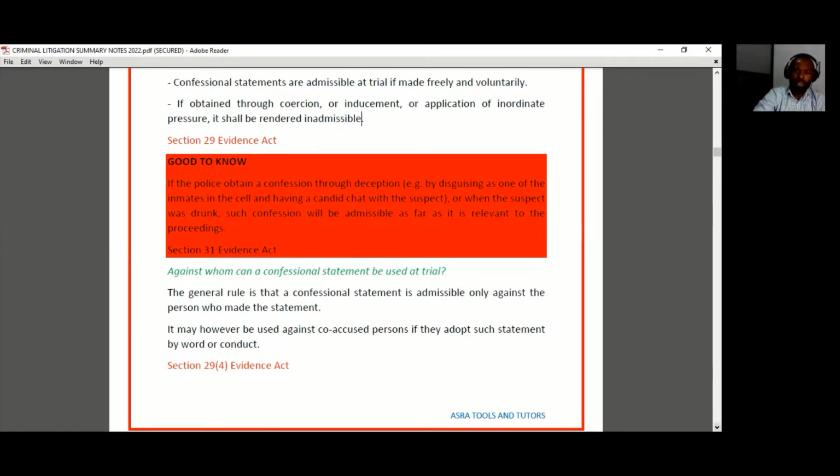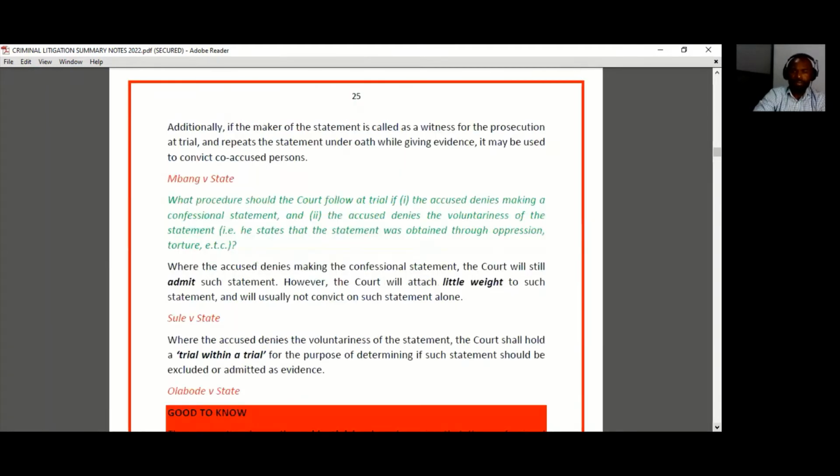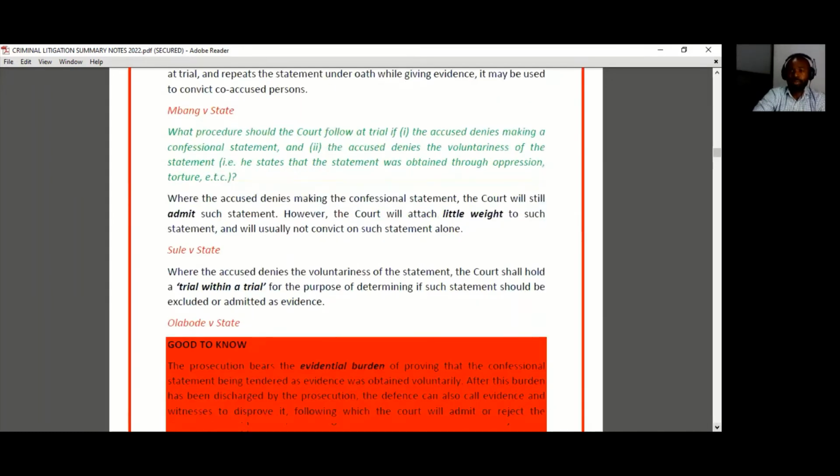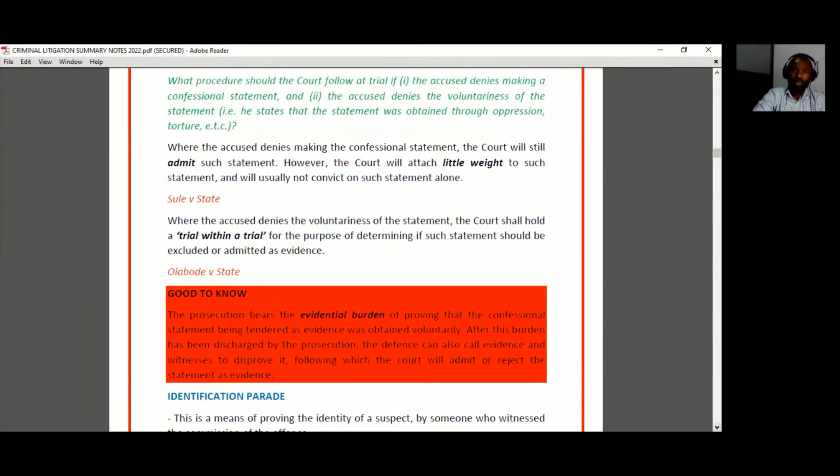Now, something you find a lot in trial scenarios is that at trial, the suspect would sometimes raise an objection to the admissibility of the statement. In some scenarios, the objection will be raised on the grounds that the statement was not made by the suspect, so the suspect is denying making the statement, while in other scenarios, the suspect will be raising an objection against the admissibility of the statement on the grounds that he did not make it voluntarily, so he was tortured, for instance, to make the statement.